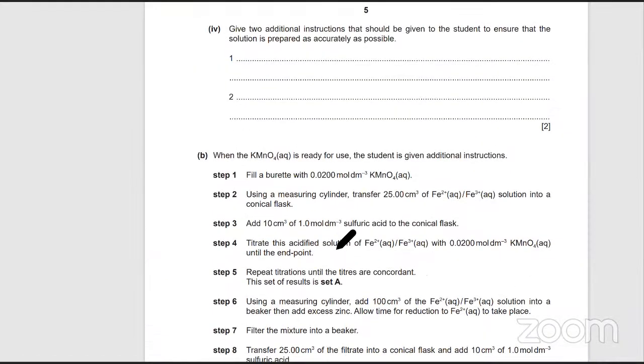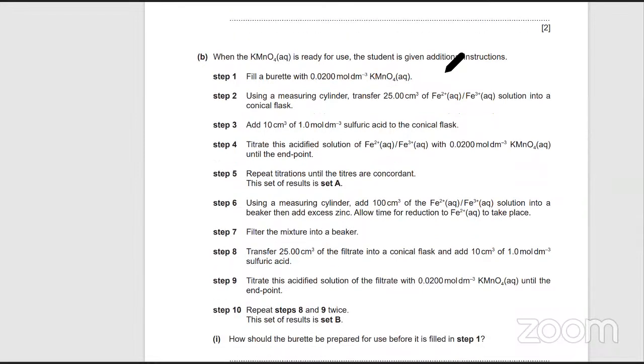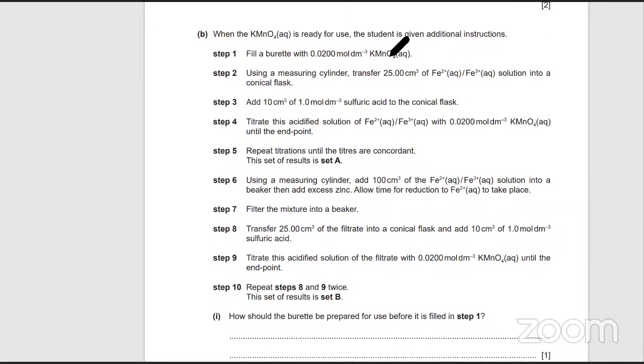अच्छा फिर next one. When the KMnO4 is ready to use, the student is given additional instructions. Fill a burette with KMnO4. तो यहाँ पे मैं बना देता हूँ कि the top पे there's a burette of KMnO4 filled with 0.02 mole per dm cube. Using a measuring cylinder, transfer the Fe3+ Fe2+ solution into a conical flask. So यहाँ bottom पे ना you've got a mixture of Fe2+ and Fe3+ at the bottom. अब ये कि add 10 cm cube of sulfuric acid.